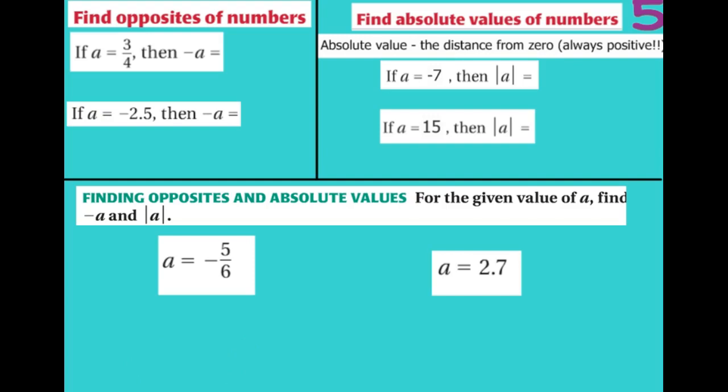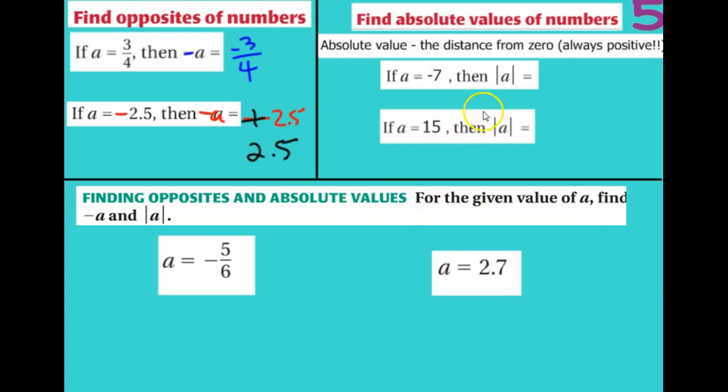Now we're going to get on to a little bit of opposites. This is something that I just have to teach you. Most of you know this already. Well, if a is 3/4, then what's negative a? Negative a would just be negative 3/4, or the opposite of a is negative 3/4. Same thing here. If a equals negative 2.5, and we want the opposite of a, well, the opposite of negative 2.5, those two negatives just make a positive. So it's positive 2.5.